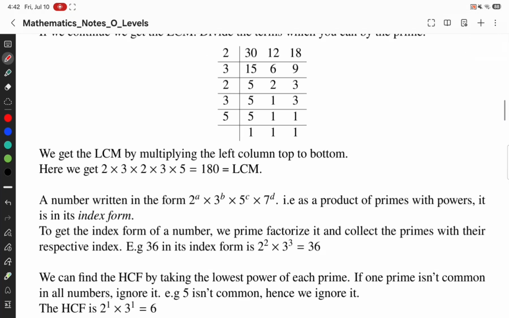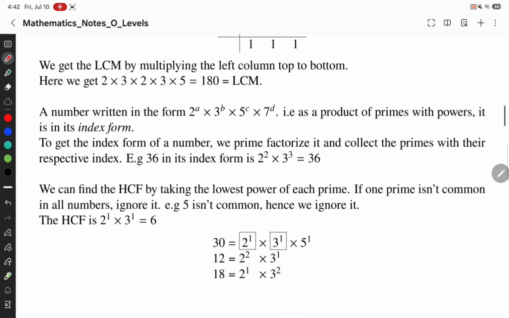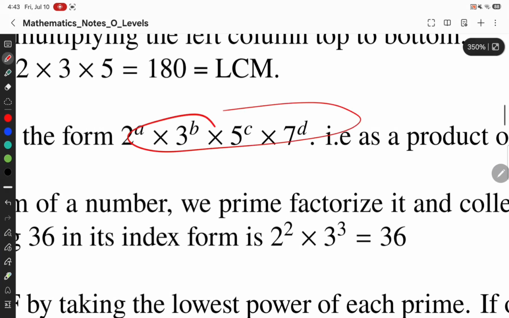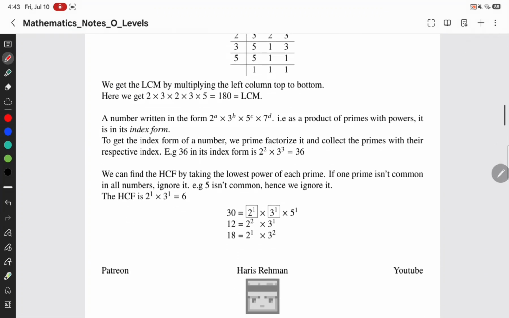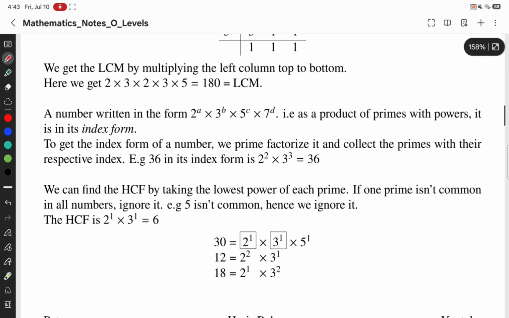We get the LCM by multiplying the left column top to bottom. So if we multiply the numbers, we get the LCM. Now, a number written in its form, like this form 2, 3, 5, 7 with the powers, as a product of primes with powers, is in its index form. To get the index form of a number, we prime factorize it and collect the primes with their respective index. Example, 36 in its index form is 2 squared times 3 squared. 3 cubed is equals to 36.